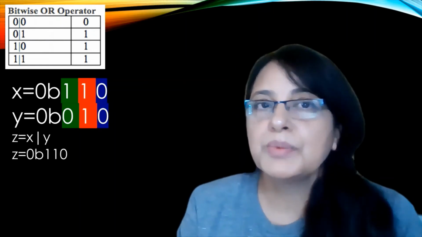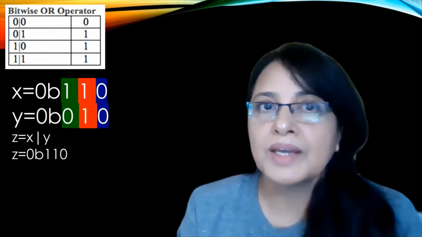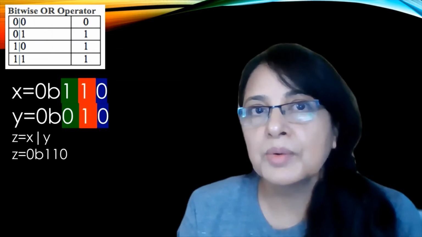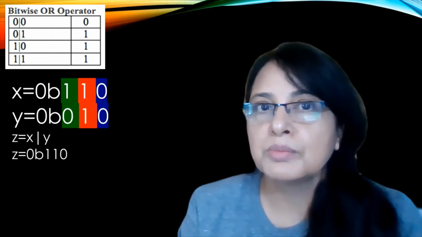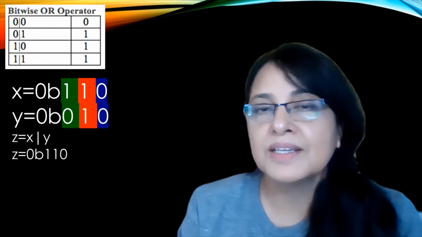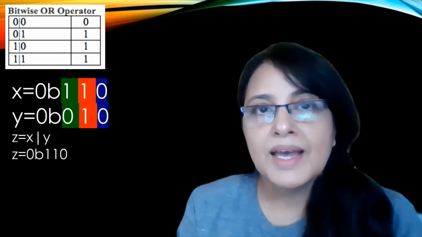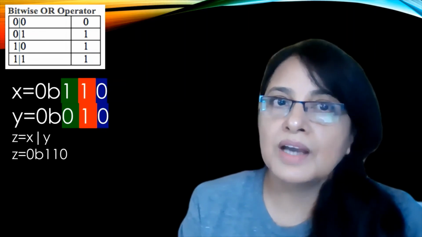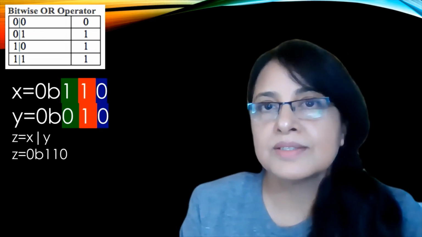In this example, we have two variables x and y. X is 1, 0, 0. Y was 1, 0, but we add 0 to the most significant bit so that the number of bits in the two are the same. And then we compare each bit. So according to the rules, the output will be 1, 1, 0.